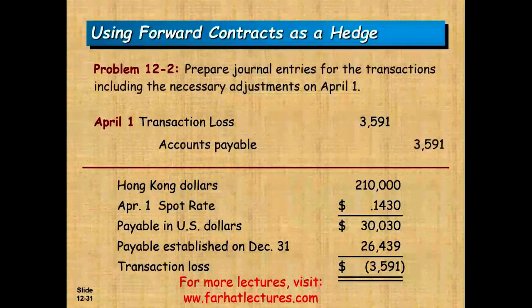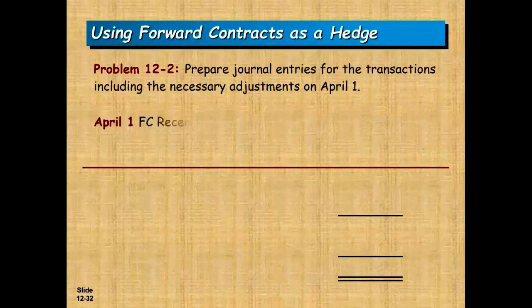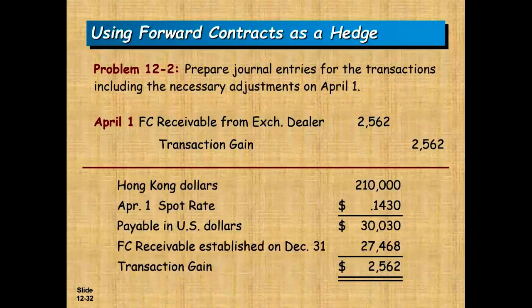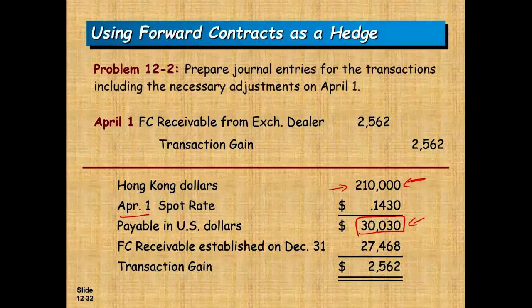Now, let's take a look to see what happened to the hedging position. My hedge went up in value. Here's what happened. On April 1st, I have a contract. Remember, I have a contract. And the spot rate is 0.1430. Now, the spot rate and the forward rate will equal each other on that date. Therefore, my foreign currency contract should be worth $30,030.